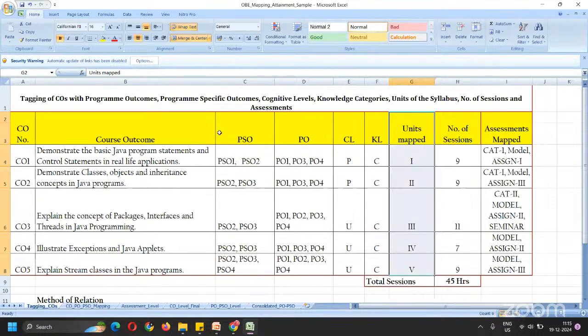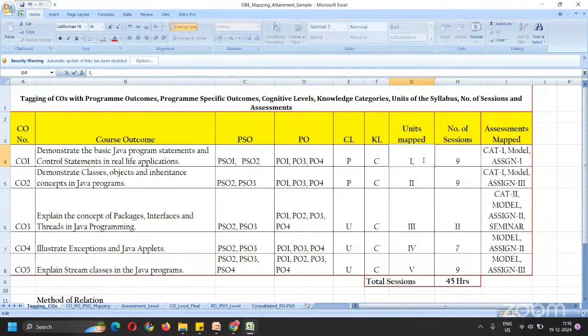So I have mapped my CO1 with the unit 1 syllabus, and CO2 with unit 2, and CO3 with unit 3 of my syllabus, and CO4 with unit 4. It need not be that each unit will have a separate CO. Sometimes one particular CO may contribute to multiple units, which means CO1 can contribute to unit 1, and unit 2 is also related to CO1. Okay, there may be an overlapping of COs over the units, and that is also permitted.